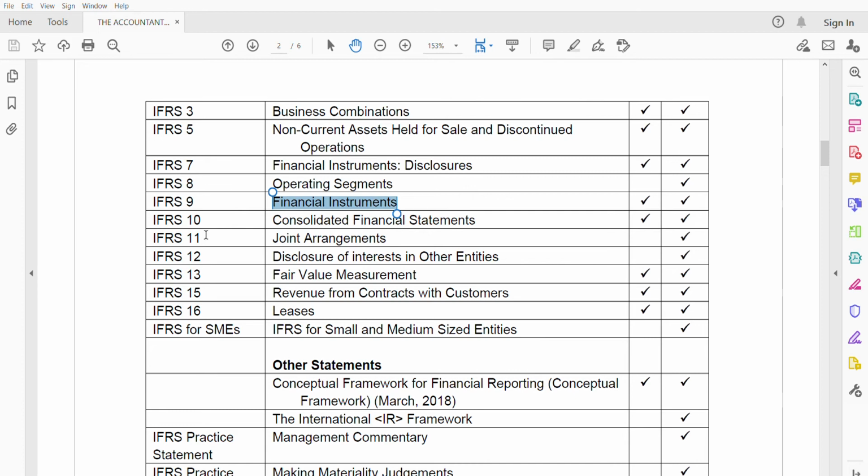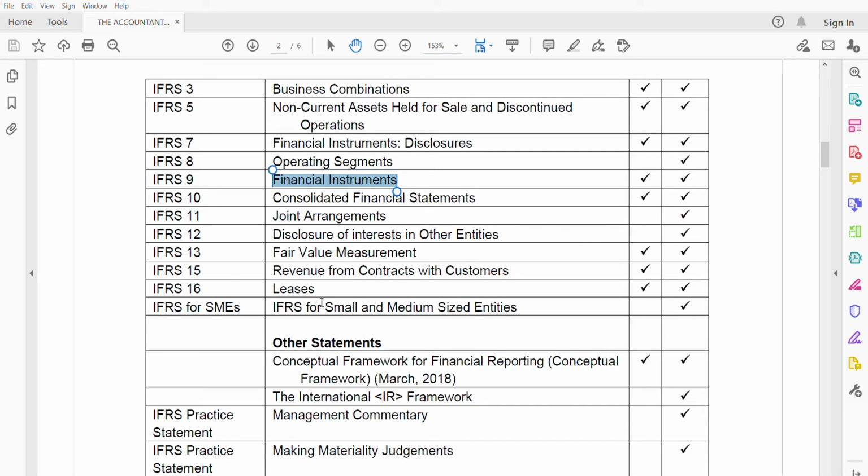Then IFRS for SMEs. There is no number for it. If it is for SMEs, it is written as IFRS for SMEs. That's how you write it. And it was not there in financial reporting. So that means you have to pay more attention to these areas which were not there in financial reporting. It is something going to be new for you.